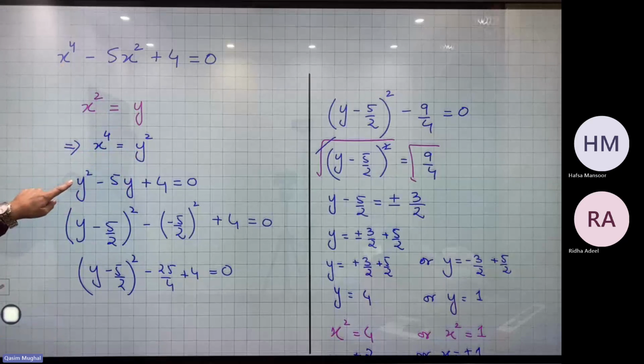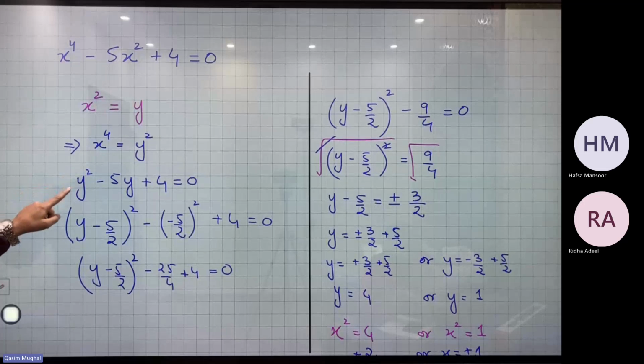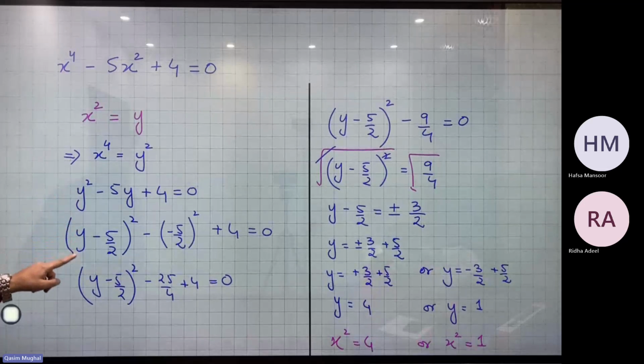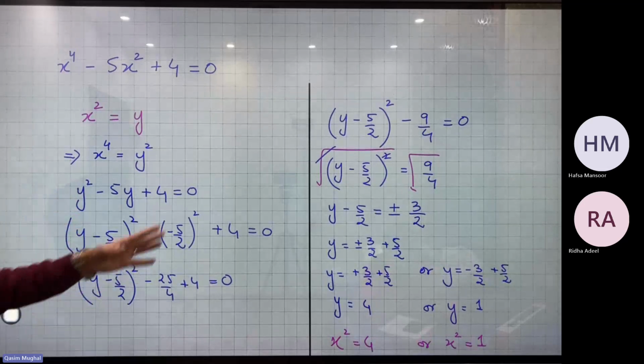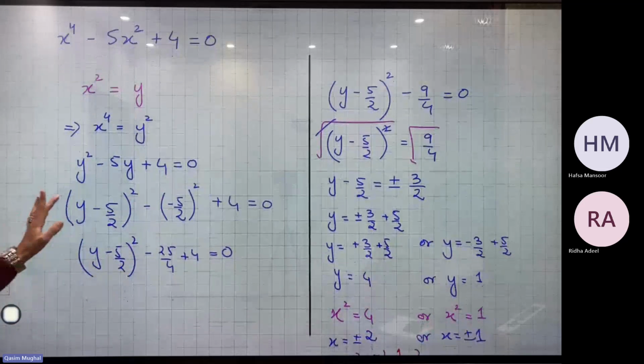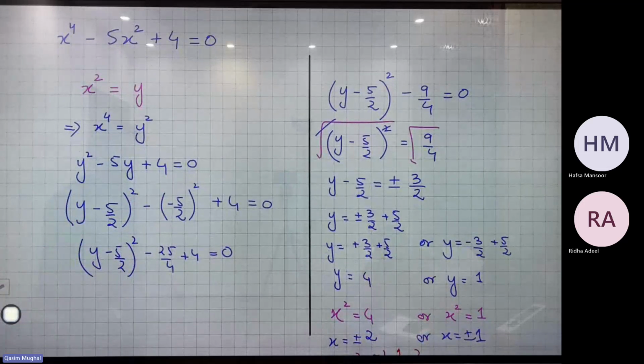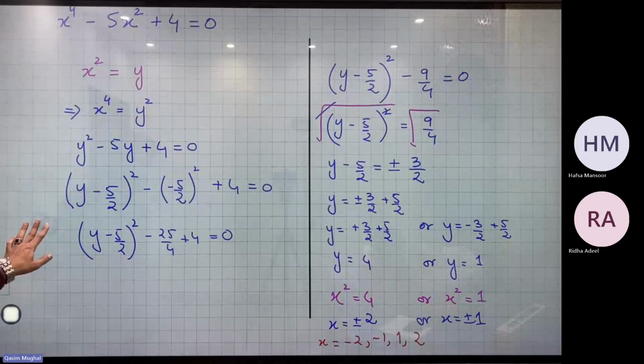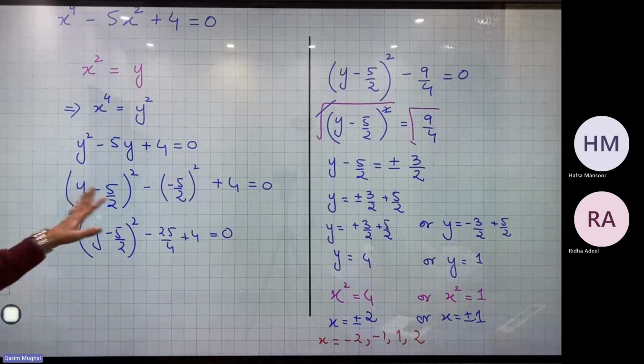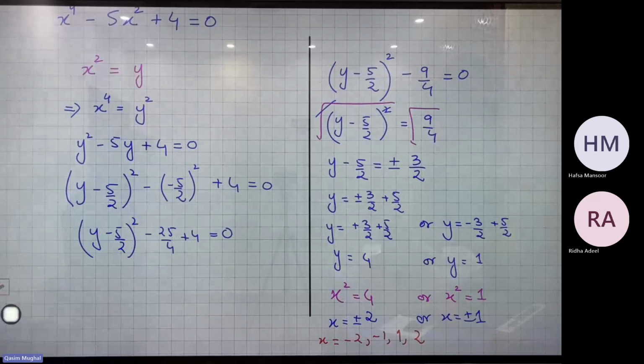And this is our new equation, a quadratic equation in y. Then we solve this quadratic equation. Normally, I solve this by using the completing square method. You can use any method you like. You can use the quadratic formula, you can use the middle term breaking method, or you can use completing the square. I solved this question by using the completing square method.